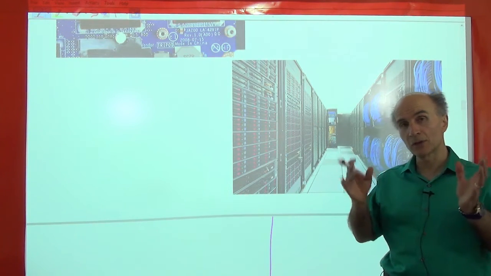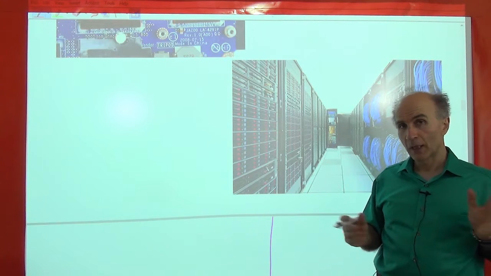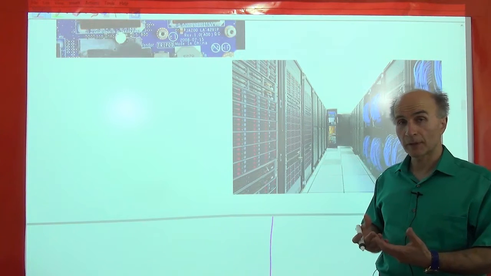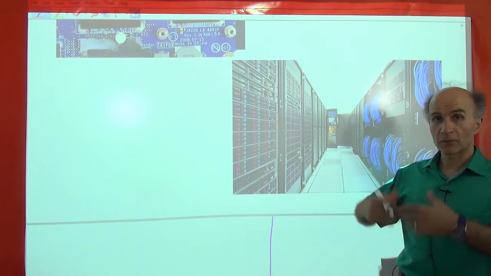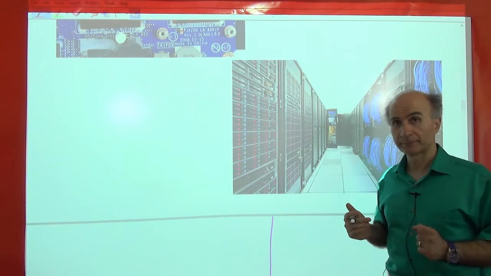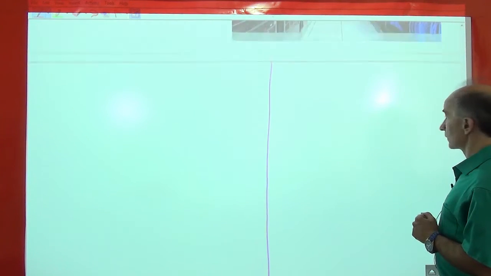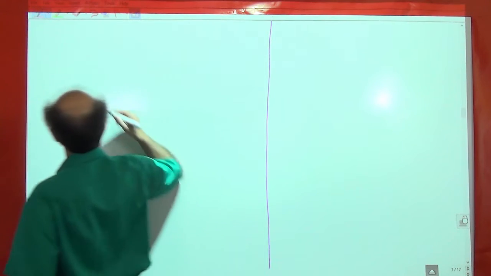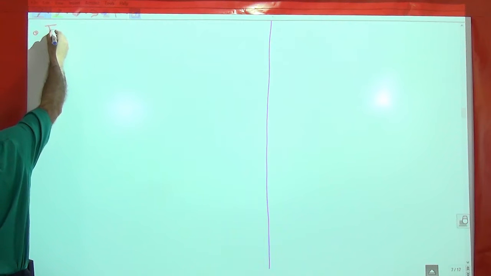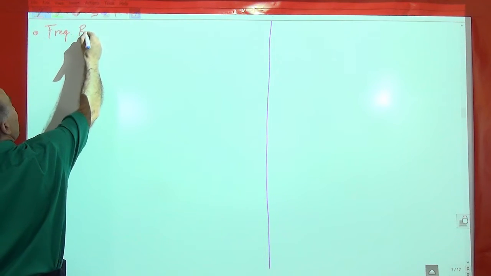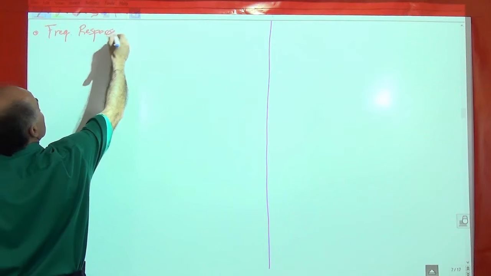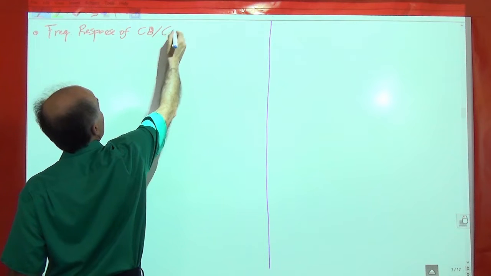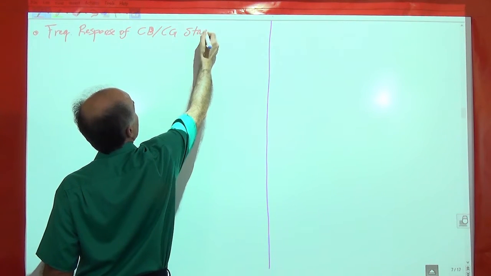Okay, so hopefully this gives you some context for our study of high frequency circuits. We study the frequency response because ultimately we want to design circuits for high speeds, high frequencies. All right, so let's go to today's lecture, and we're going to talk about the common base and common gate stages. So, frequency response of common base and common gate stages.